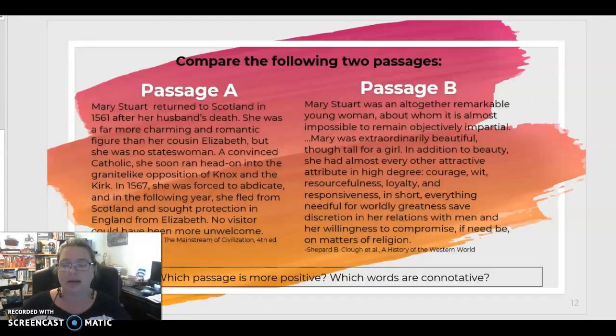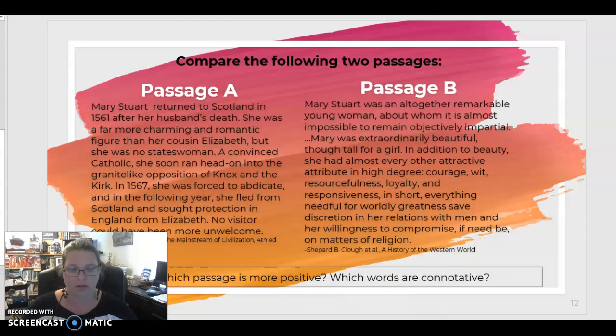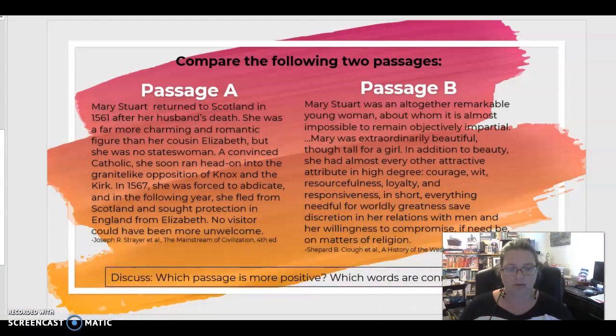So there's a passage here. Oh, I can't move my, okay. That seems to work better.